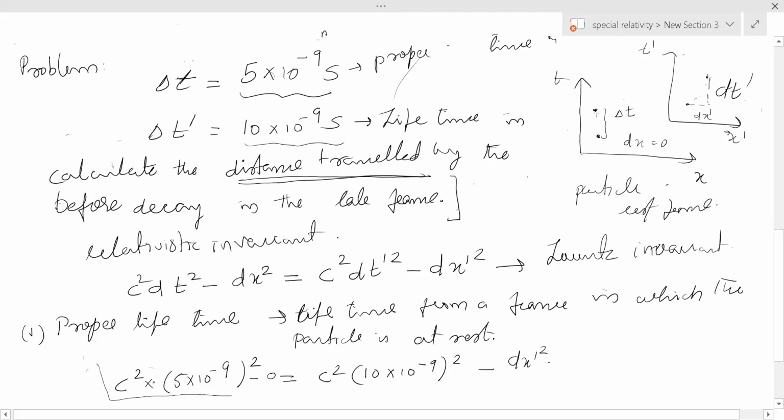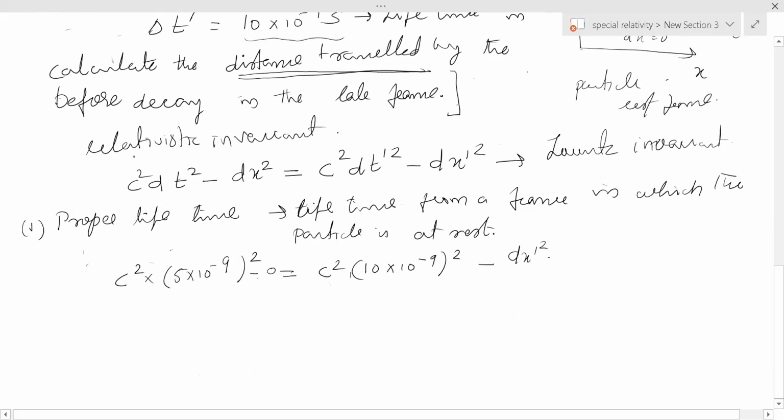In the rest frame of the particle, we have got c square dt square minus 0, because the spatial separation between these two events is 0. Dx is 0. Here we have the time separation of 10 into 10 raised to minus 9, and there's also dx prime. Now you just equate this and you can solve for dx prime. Is this clear? Fine? Yes. This is the information that you need to use. You can solve many problems using this invariant quantity.